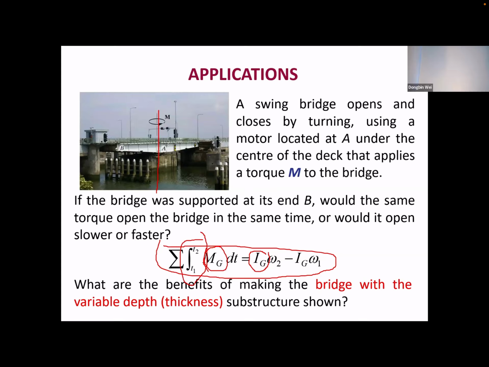Okay, so that's why this kind of bridge, because you always like to open and close in a short time, the mass is not uniformly distributed. And this equation is the principle of angular impulse and momentum. Okay, so that's one example.